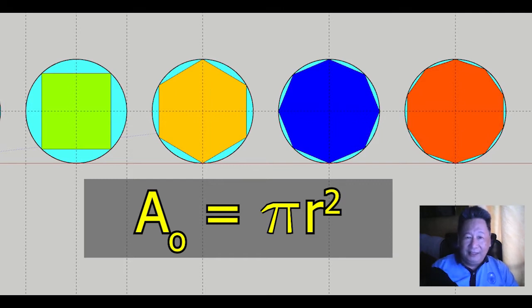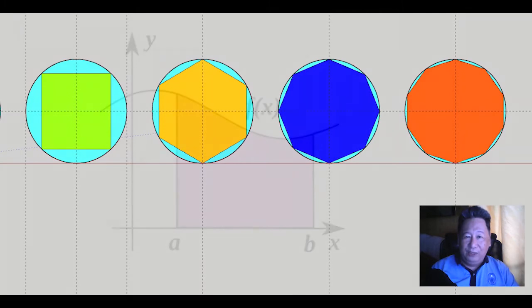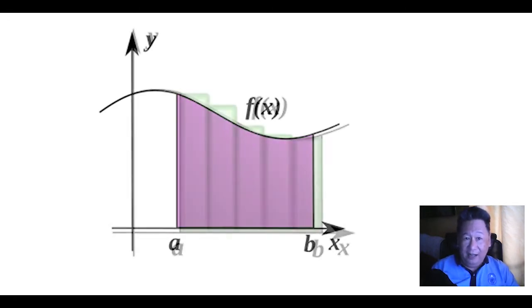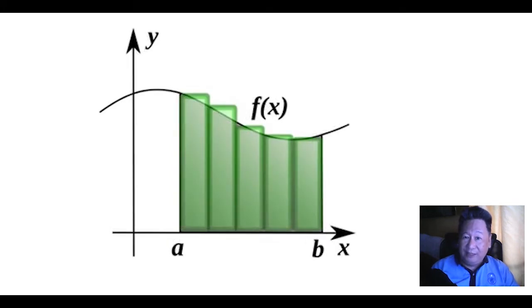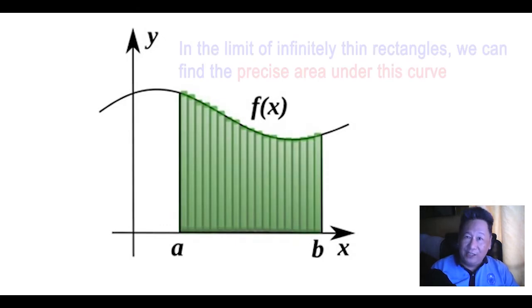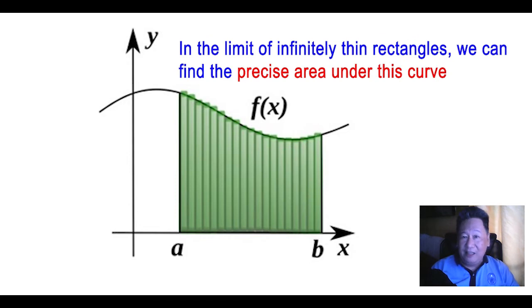It is precisely this kind of logic that we will use to calculate the area under this curve, f sub x. Just like the circle, we can approximate the area, only this time using rectangles. The more rectangles, the better the approximation. We'll just make the rectangles narrower. We can say, in the limit of infinitely thin rectangles, we can find the precise area under this curve.